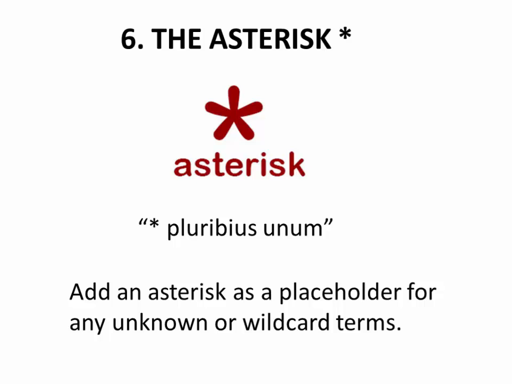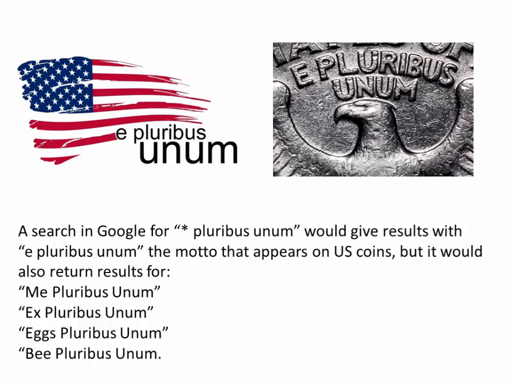The asterisk. Add an asterisk as a placeholder for any unknown or wildcard terms. A search in Google for pluribus unum will give results with E pluribus unum, the motto that appears on U.S. coins, but it would also return results for me pluribus unum, X pluribus unum, eggs pluribus unum, and B pluribus unum.